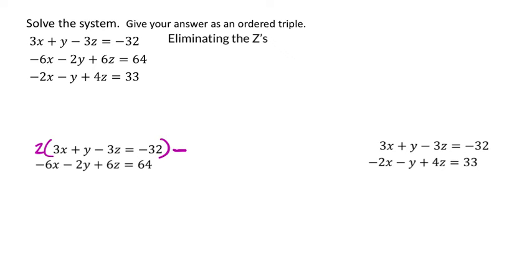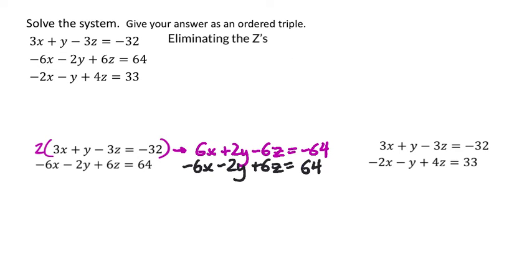All right, so what does that give me? It gives me 6x plus 2y minus 6z equals negative 64. And then the second equation, I think some of you notice what's going on here, and if you do, that's good. If you don't, that's okay too. Remember, we were choosing to eliminate the z's, and they do eliminate. That was part of the plan. But just like the last problem, we also notice that the x's and y's zero out as well.